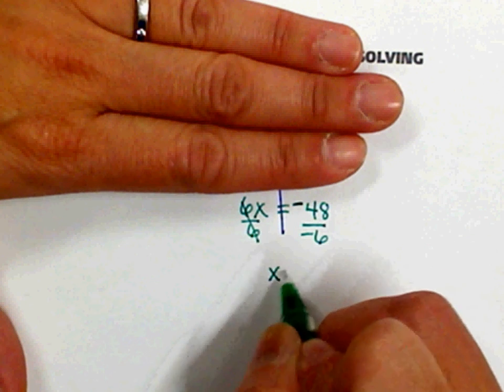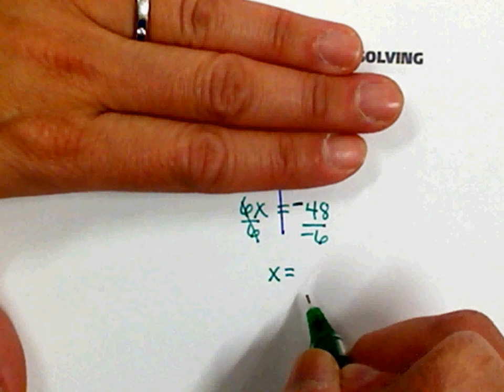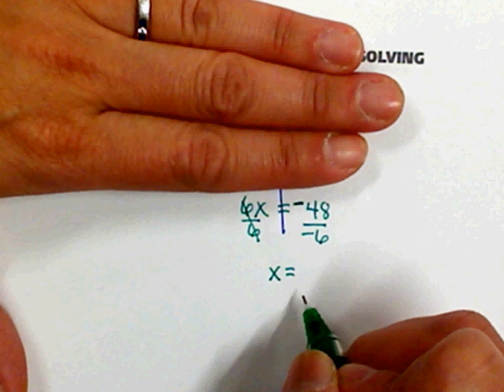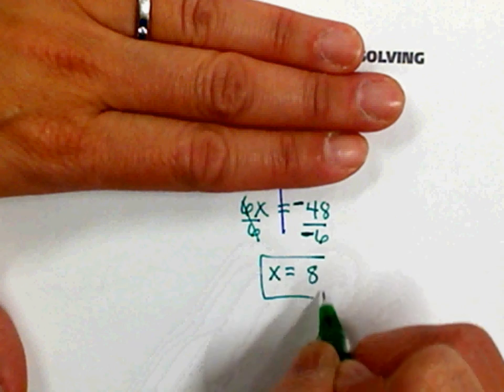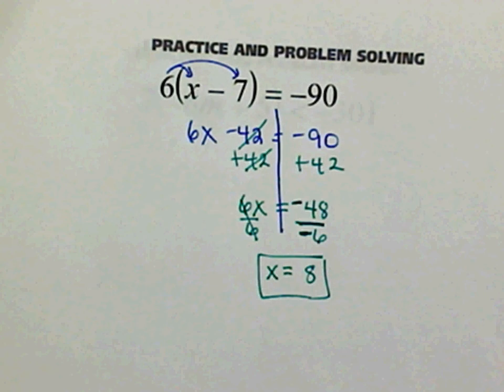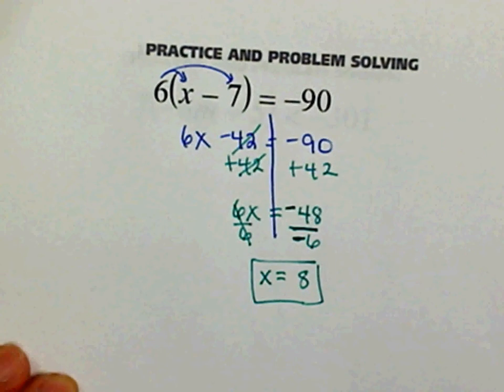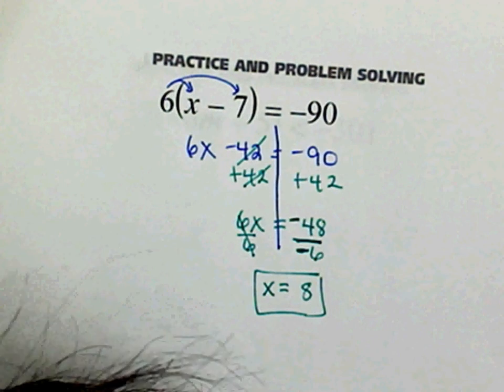What do you get? 8. Very good. A negative and a negative is a positive when you're dividing, right? When you're multiplying and dividing. You're done? Very good. Awesome. So, part of dividing, when I make mistakes, I have to change to a negative.